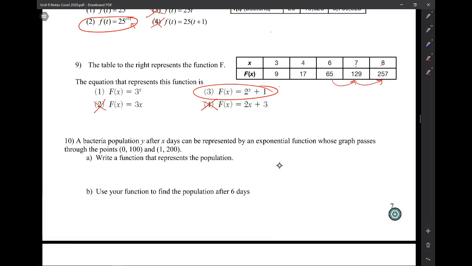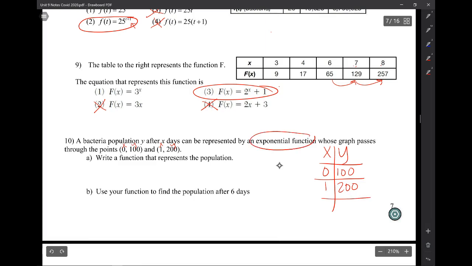Bacteria population y after x days can be represented by the following exponential function. Write an equation. Okay, we can do that. This is an x and this is a y, so 0, 100, 1, 200. And to write an exponential function equation, we need two things. How do I get from 100 to 200? Well, I multiplied it by 2. So my equation would be 2 to the x, and then I also need, remember, a y-intercept, and they actually gave it to me in the problem. So I started with 100 bacteria.